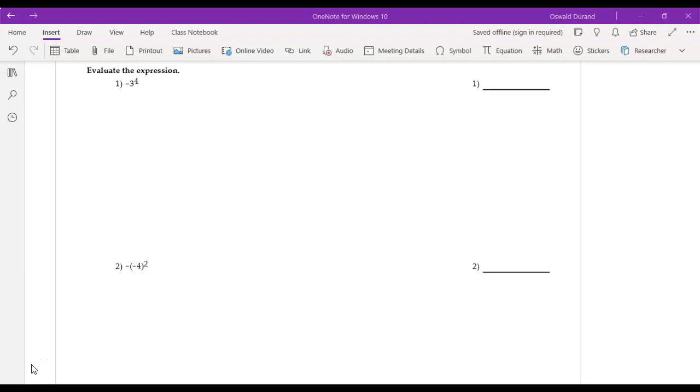Today we're going to discuss week five topics, which have to do with the rules of exponents and polynomials. So let's get started.